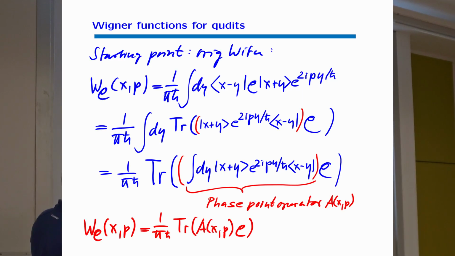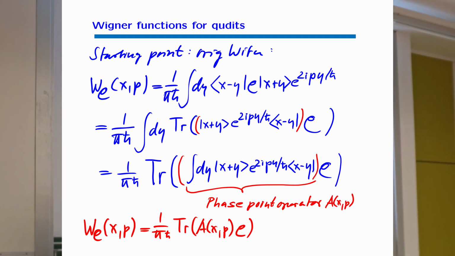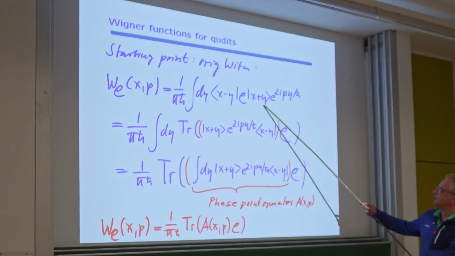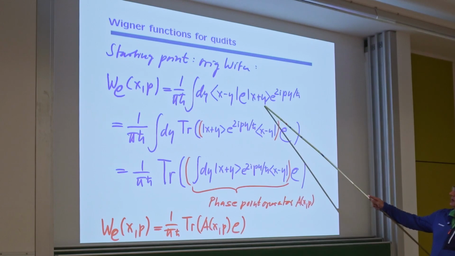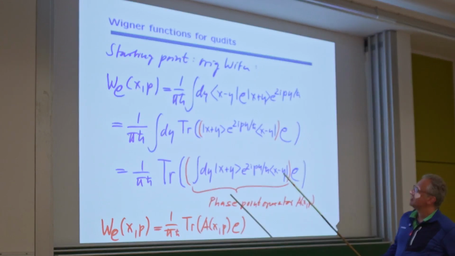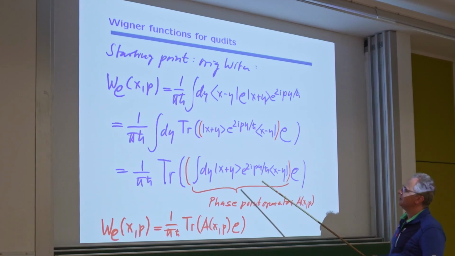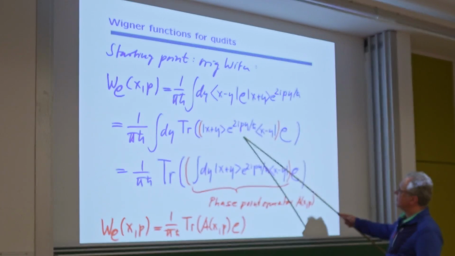Sorry about my handwriting here. So this is just to introduce a new concept, the phase point operator, for which we want to find a counterpart later on in this finite dimensional case that we now care about. Okay, so this is the definition of the Wigner function that we started with, and now we just play a little bit with cyclicity of trace. So we get from here to here.